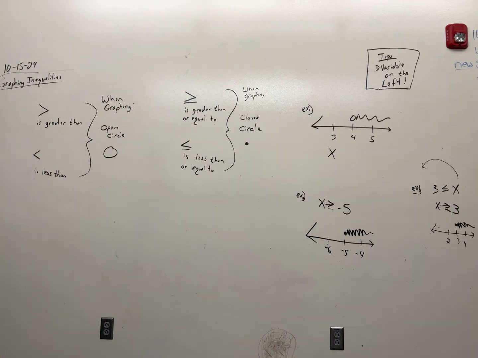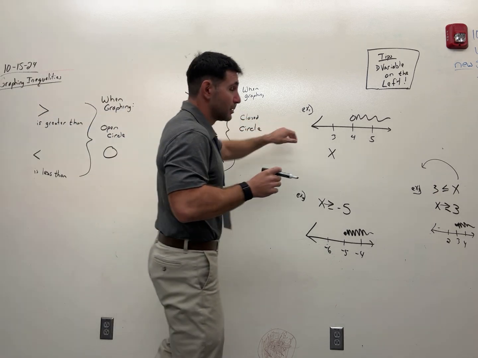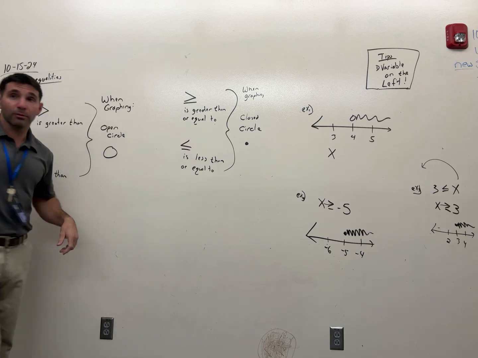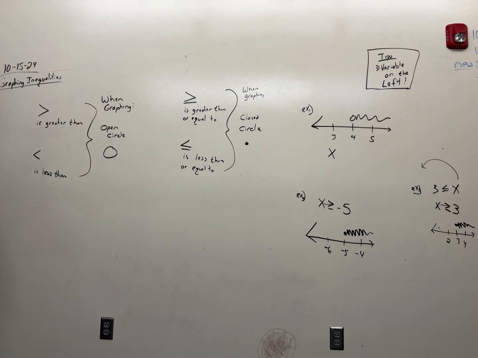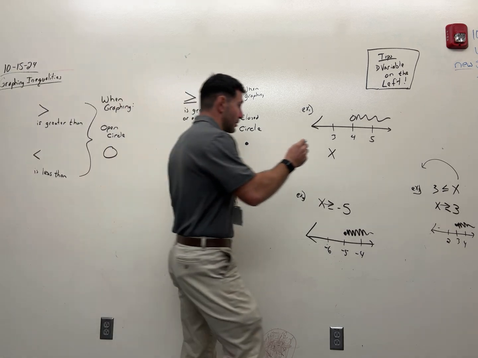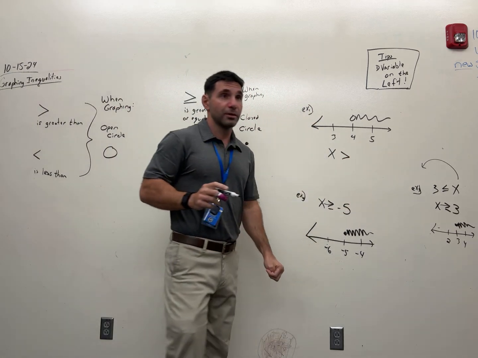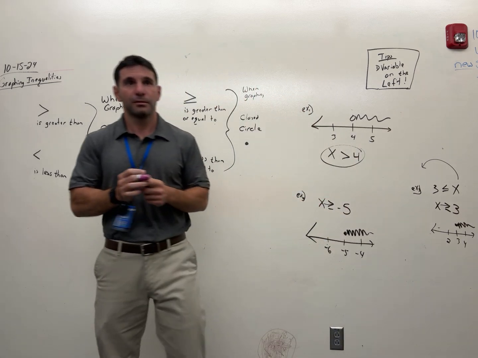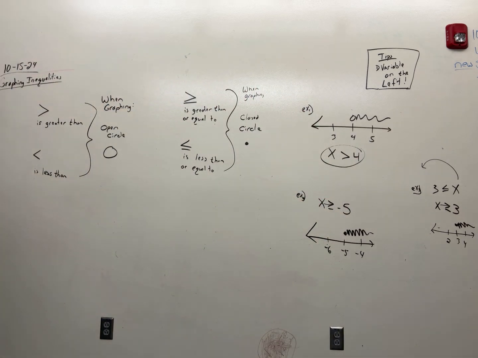Are the numbers bigger than or smaller than the circle? Is the shading bigger or smaller? Right here. Bigger. So that means it has to be greater than. So it's going to be one of these two. But now we're looking at the circle. Is it open or closed? Open. So we use is greater than. And what number? 4. Is this hard, y'all? No. Okay, your homework.